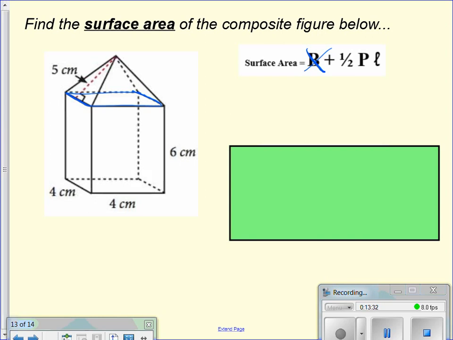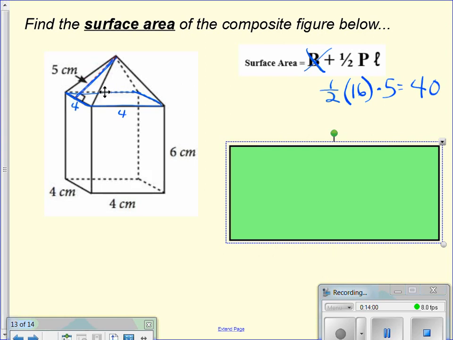So really the surface area of the pyramid, what I'm worried about is just the 1/2 perimeter of it, and it's a 4x4 square. So the perimeter of that is 4 plus 4 plus 4 plus 4, or 16, times the slant height, which I'm given going down the side of it, which is 5. Plug that in and you get 40. All right, that's the top part.